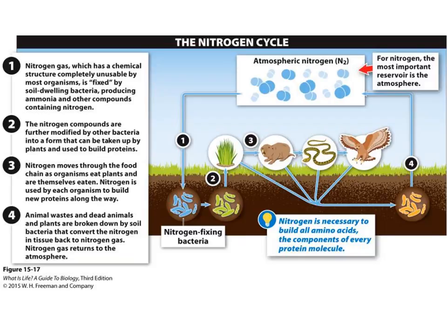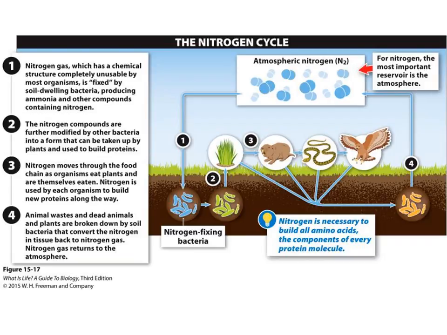These bacteria convert, or we say fix, the nitrogen by attaching it to other atoms, including hydrogen, that produces things like ammonia and other compounds. Those compounds can then be further modified by other bacteria into a form that ultimately can be taken up by plants and used to build proteins. Once nitrogen is in plant tissues, animals acquire it in the same way they acquire that carbon. That's by eating those plants.